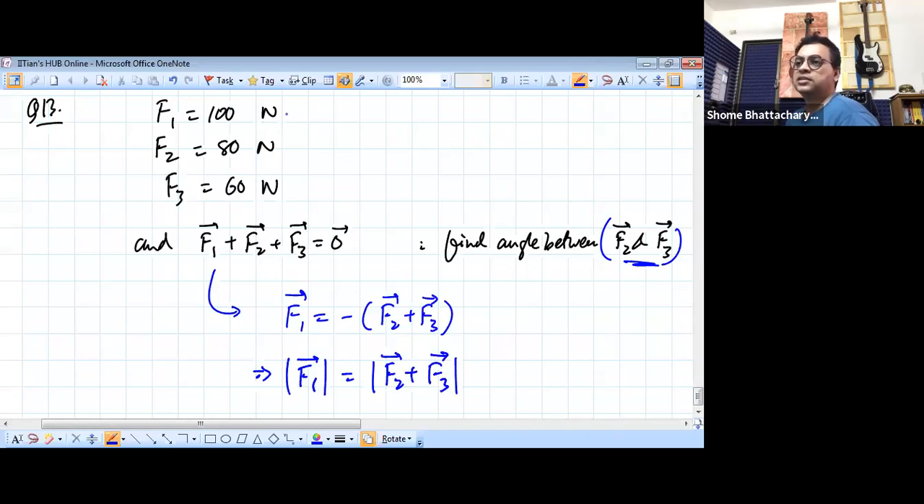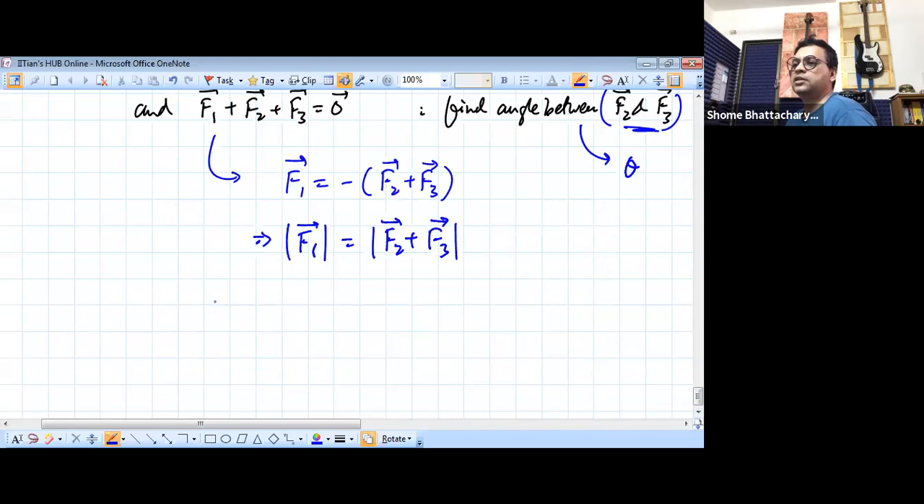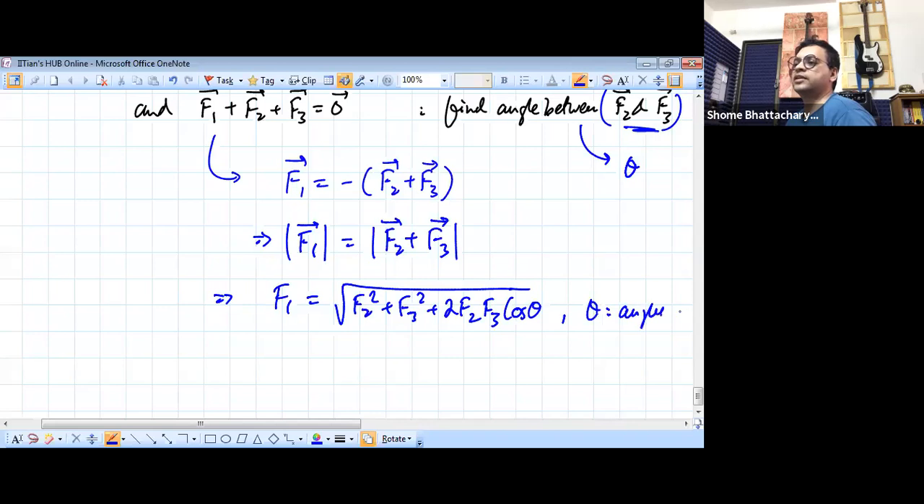So now see, plug in these things. These values are given to us and assume the angle between these two is theta. Suppose that is some theta. So F2 and F3 are at an angle of theta. So here, how much should this become? F1's magnitude should be equal to root of F2 square plus F3 square plus 2F2F3 cos theta, where theta specifically is the angle between which vectors? It is the angle between F2 and F3, between these two vectors, because here we are adding these two.